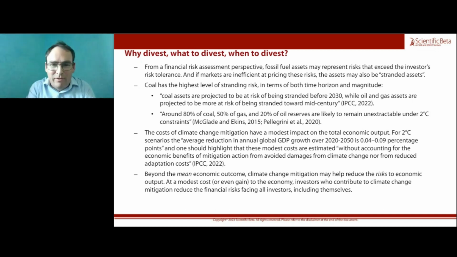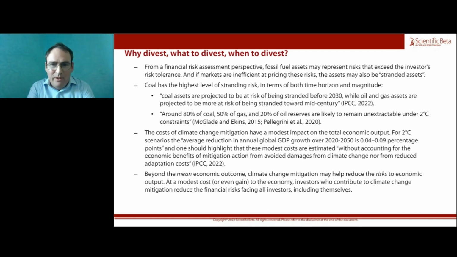So investors basically have, or most investors have liabilities, and at some point in time, the ability to pay these liabilities comes from the GDP output. All investors in the future basically need the economic output in the future to pay for these future liabilities. And some studies have shown that the cost to GDP growth would be quite minimal even to reach 2-degree scenarios.